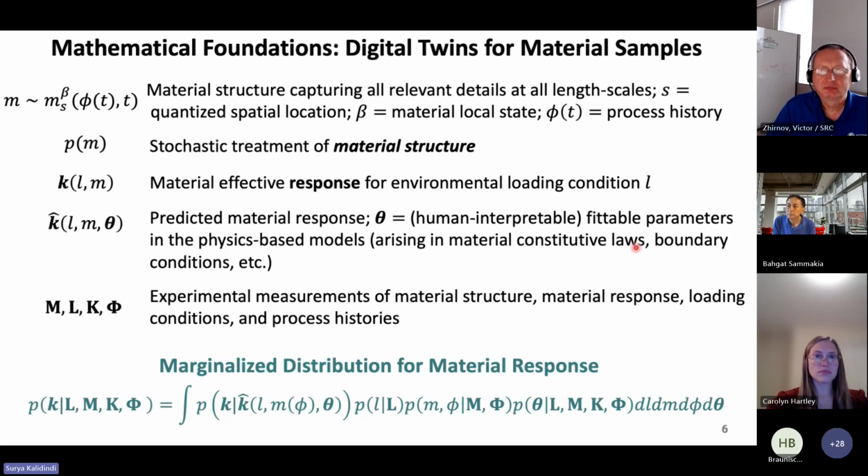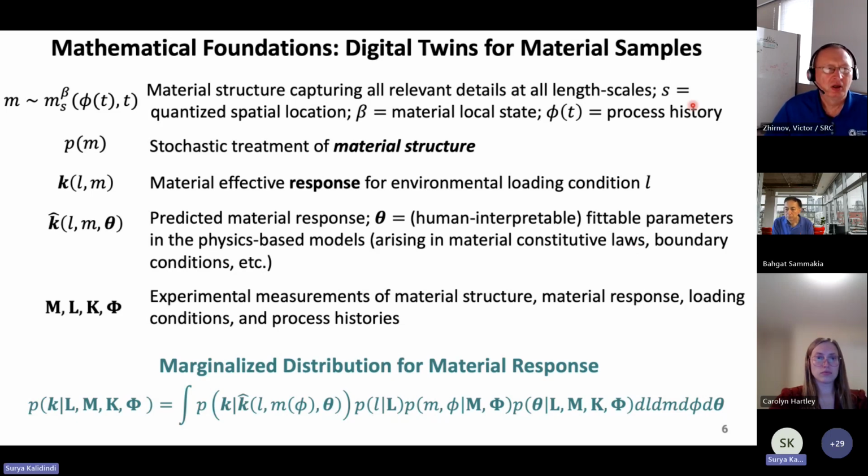Okay. We're looking at some definitions. Mathematical foundations, digital twins from material samples. Now, I'm wondering whether I should switch from a presenter view to the other one. Would that be easier? Well, just try, just continue. Go ahead. We'll see how it goes.